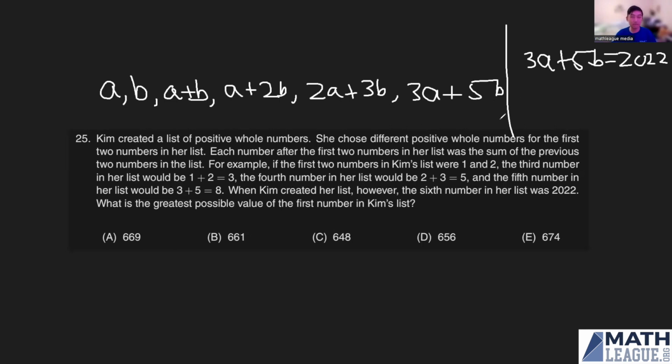I think there's two ways that you could do this. The first way is to try B. Let's set B to be like the smallest positive whole number. Let's try B equals 1, right? So if B equals 1, then we have 3A is equal to 2022 minus 5. So that would be 2017.